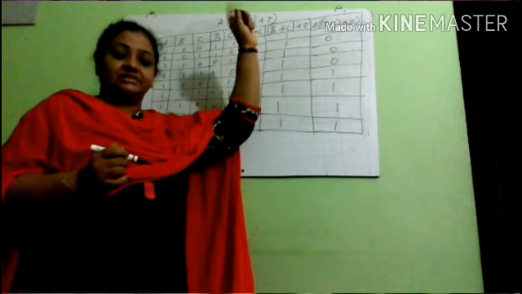B bar plus C ORed with C bar: 1 or 1 is 1. 0 or 1 is 1. 1 or 0 is 1. 0 or 1 is 1. 1 or 1 is 1. 0 or 1 is 1. 1 or 0 is 1. 0 or 1 is 1. So now we have got B bar plus C bar.